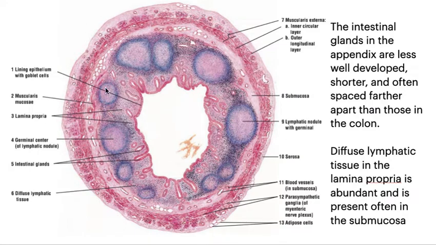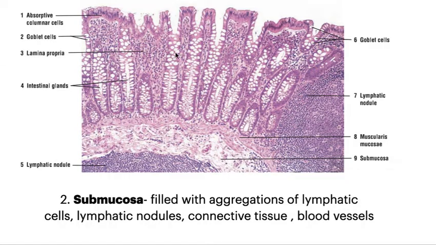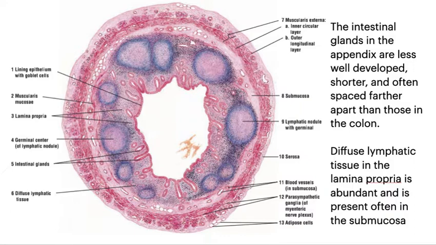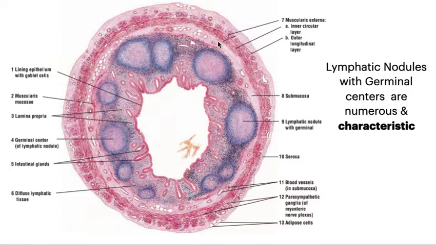Now, the intestinal glands in the appendix are less well developed compared to the colon, often spaced farther apart. If you see the slide over here, the glands are closer to each other. Here, the glands are placed farther apart than that in the colon, and it is characterized by diffuse lymphatic tissue in the lamina propria and often present in the submucosa as well. The lymphatic nodules with a germinal center are numerous and characteristic of the appendix.